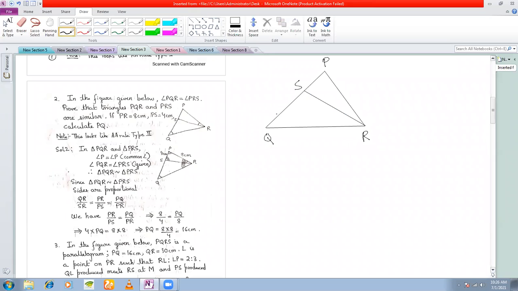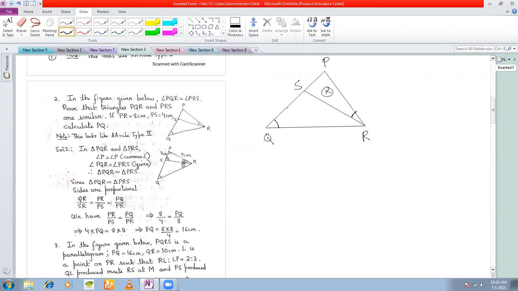Okay, so in this figure, you have PQR, angle PQR is equal to angle PRS. These two angles are given to be equal. Prove that triangles PQR and PRS are similar. PRS is this triangle. PQR is the bigger triangle. You have to prove these to be similar.